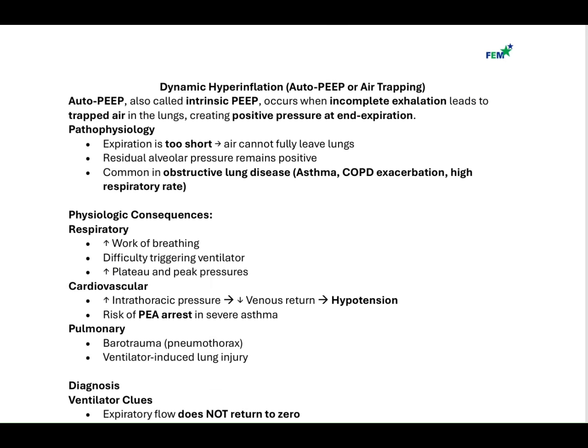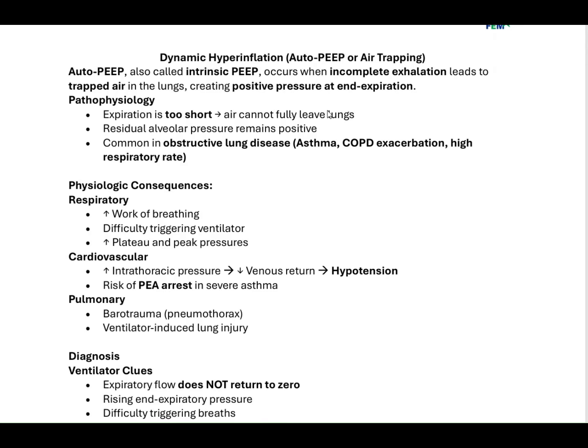Moving on to the last aspect of today's lecture, which is dynamic hyperinflation, which is what we call auto PEEP or air trapping. Auto PEEP is also called intrinsic PEEP. So that's what we refer to as intrinsic PEEP. And this occurs when there's incomplete exhalation. If there's incomplete exhalation, that means there's still some gas left in the lungs at the end of exhalation. And then what's going to happen?